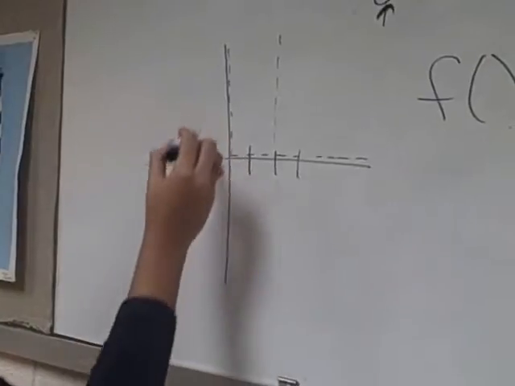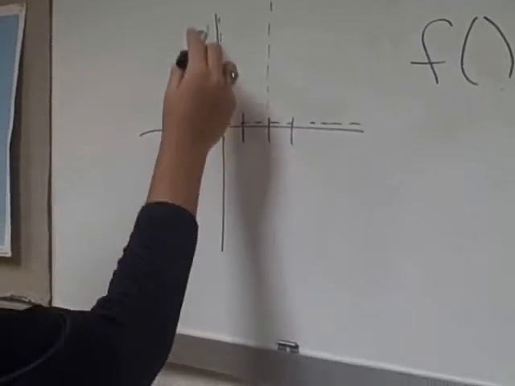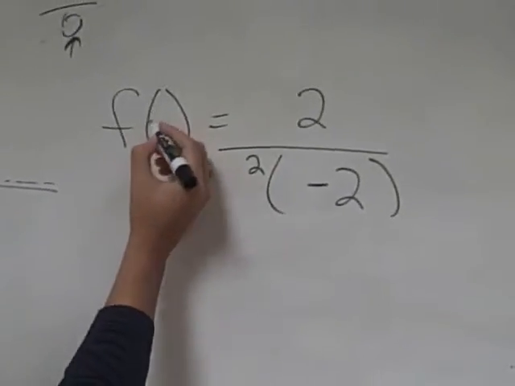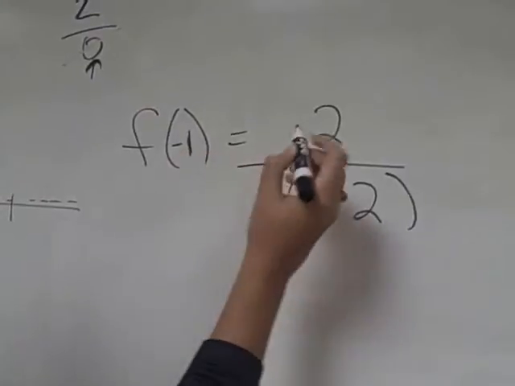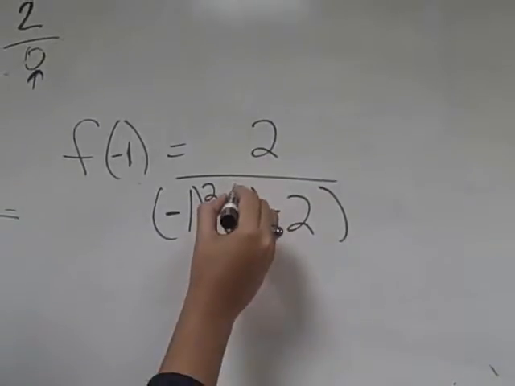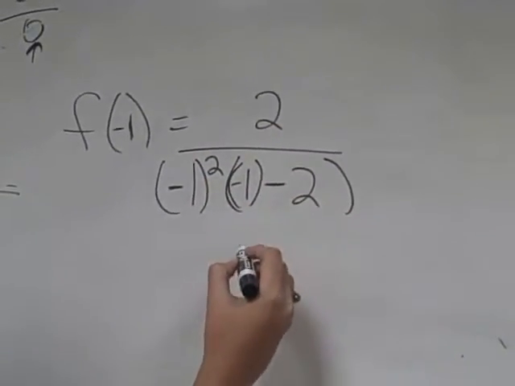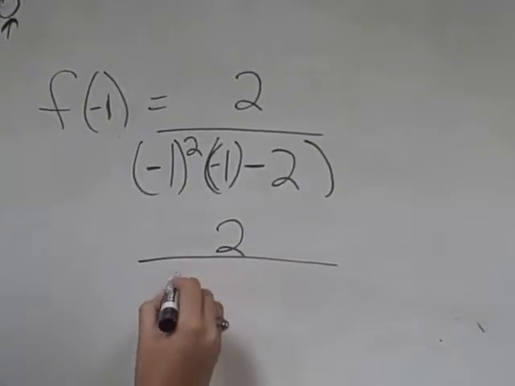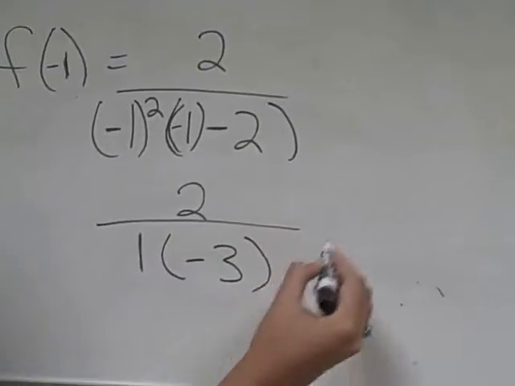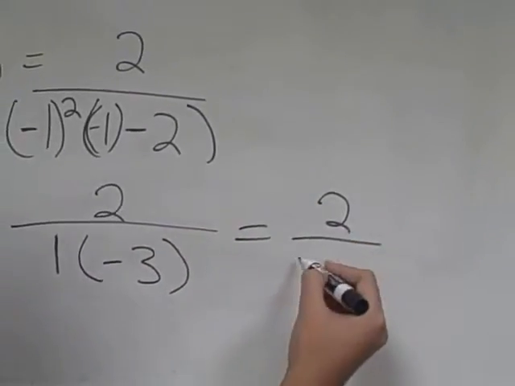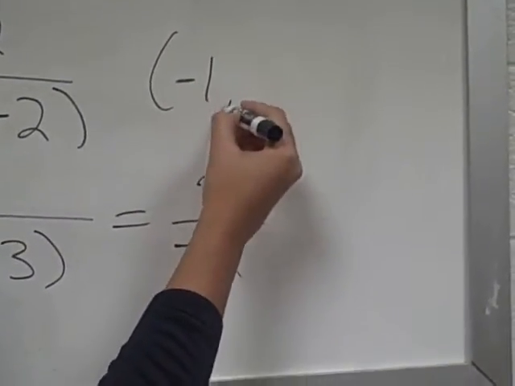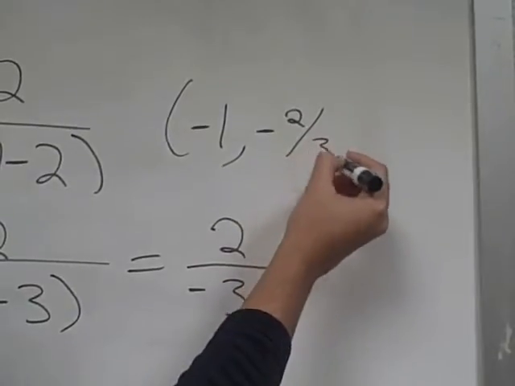And for the last thing, you would go over here and look on the other side of your vertical asymptote and put a negative number in, which you could use negative 1 in the equation. So you put negative 1 in, and you have 2 over negative 1 squared times (negative 1 minus 2). And you have 2 over a negative squared, which would equal a positive, times negative 3, which would equal 2 over negative 3, negative 2/3. So then you would have (negative 1, negative 2/3) as another point you can go by.